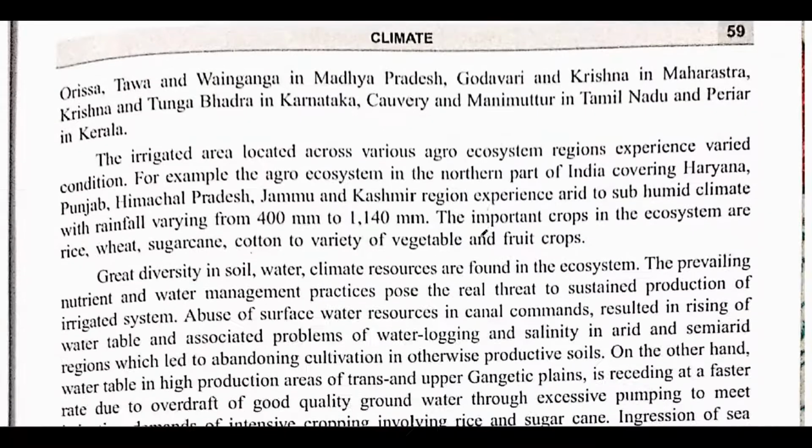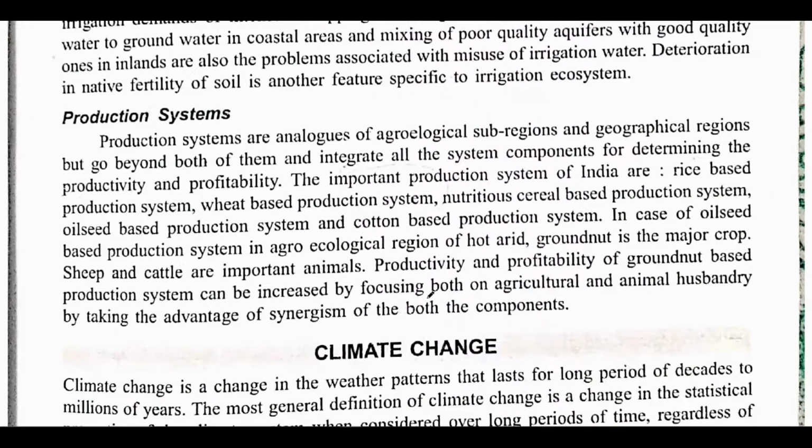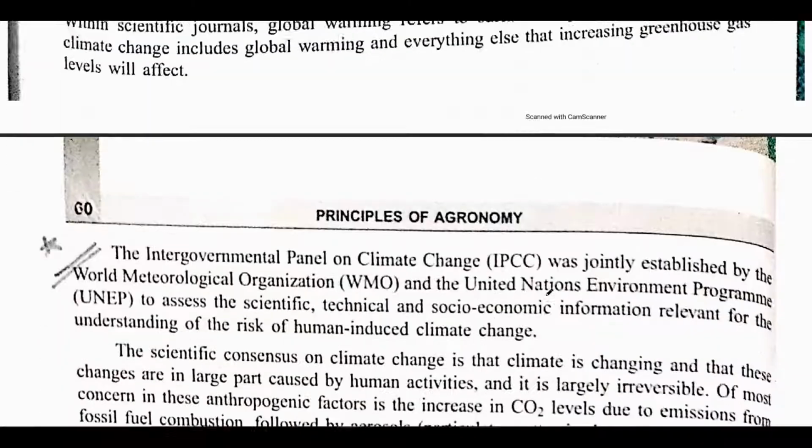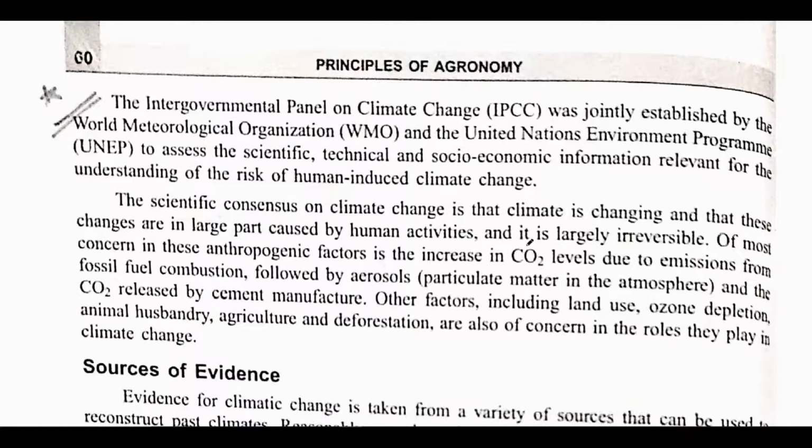The productivity system is also not important. Now climate change, this is basically a very debatable topic, and it is not given in a very sufficient manner in this chapter. We'll make a separate video for this. The important part is that the Intergovernmental Panel on Climate Change was started in the year 1988. It was jointly established by the World Meteorological Organization and the United Nations Environment Programme.